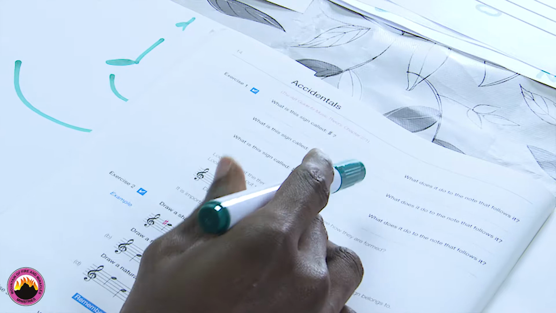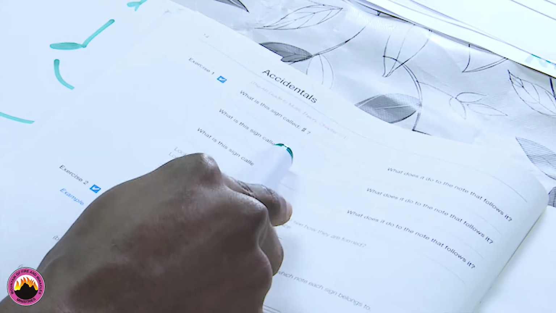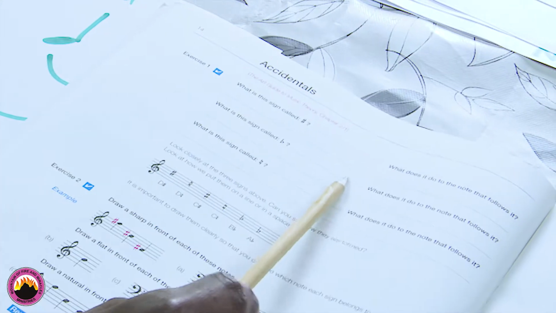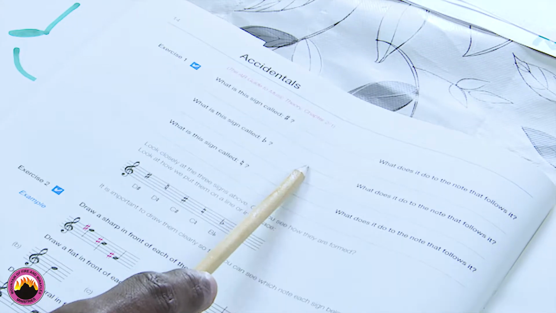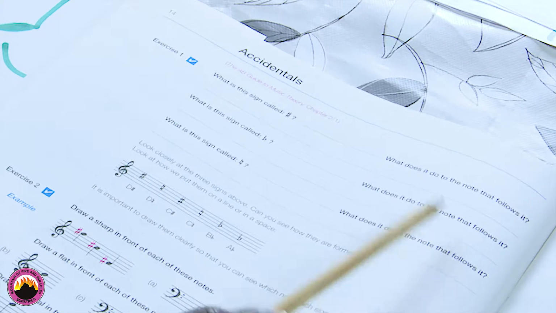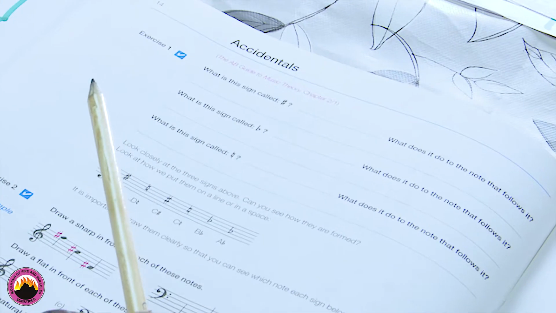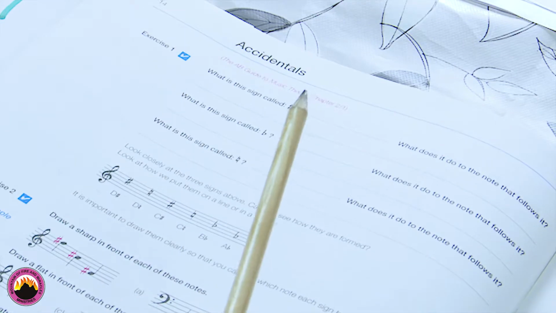So on the Theory and Practice Grade 1 workbook, you have this. What is this sign called? So what you need to write here is flat, because this sign is called a flat. And what does it do? A flat lowers a note by a semitone.